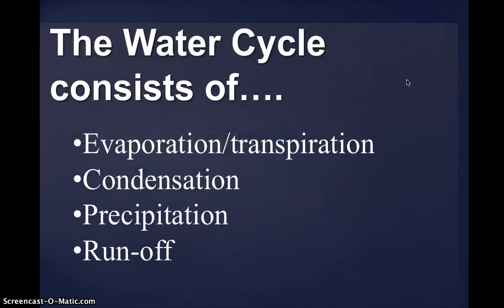Okay, so the water cycle consists of four different components. We have evaporation and transpiration, which are basically the same thing, condensation, precipitation, and runoff. And we're going to go more into detail about these later, but you can write them down now just to start getting familiar with them.